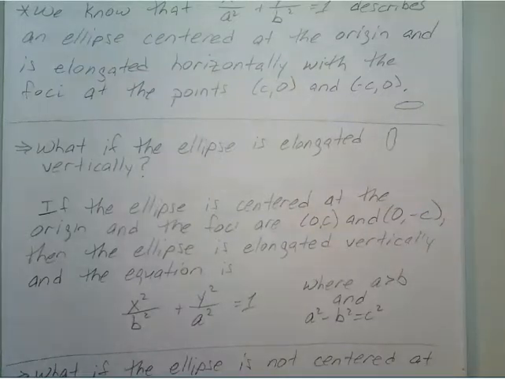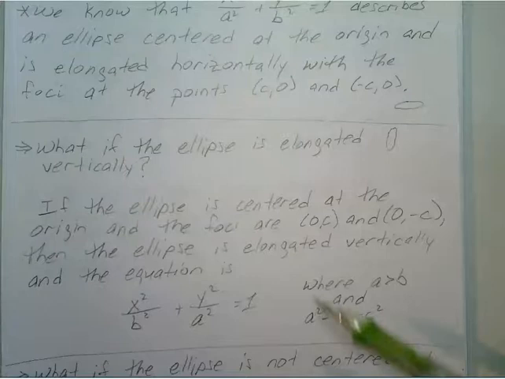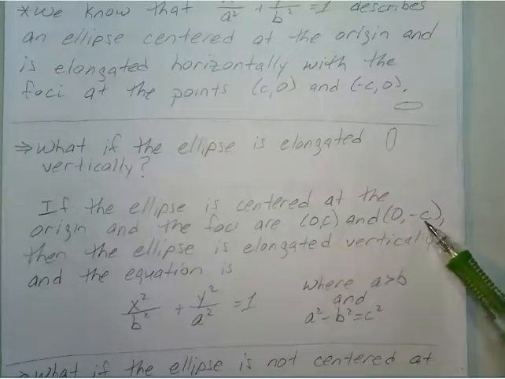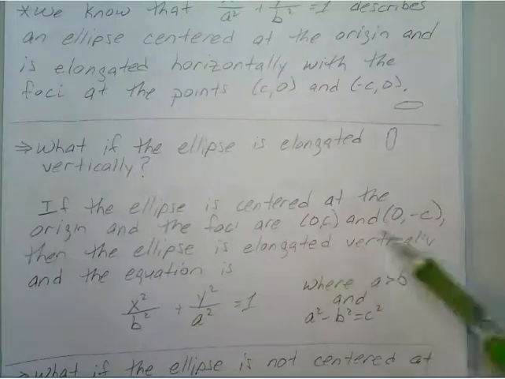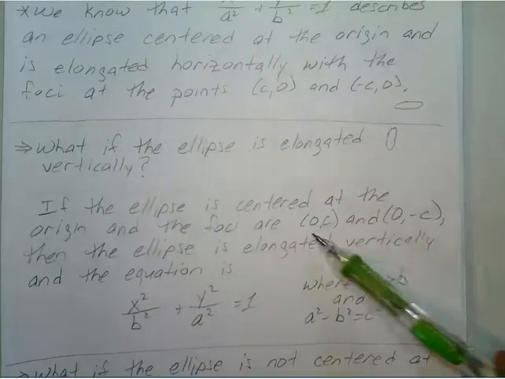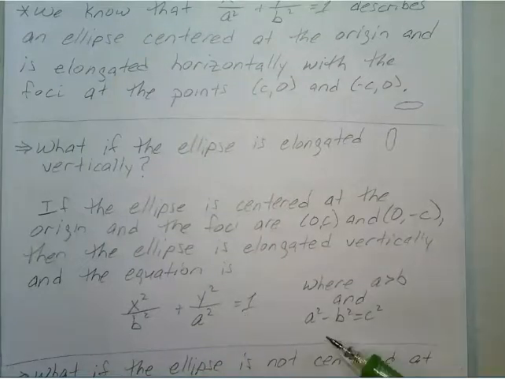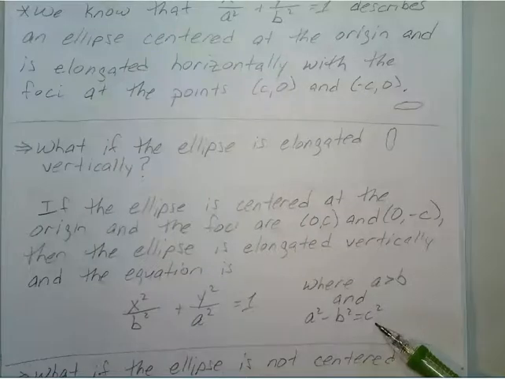Well, the proof is pretty similar, and I'm not going to go through the entire proof again just to end up with the same answer. But if the ellipse is centered at the origin and the foci are at (0, c) and (0, negative c), remember your y values are now changed. Here were the x values. Here your foci are on the y axis. Then the ellipse is elongated vertically, and the equation is x squared over b squared plus y squared over a squared equals 1, where a is greater than b, and a squared minus b squared is equal to c squared.